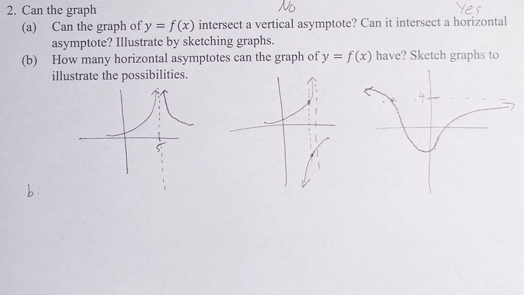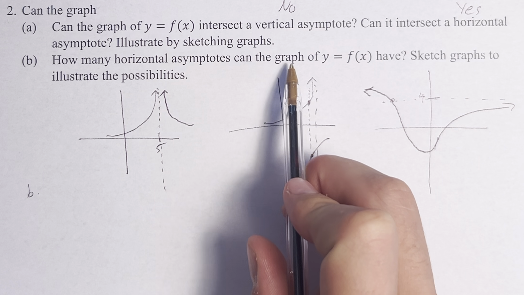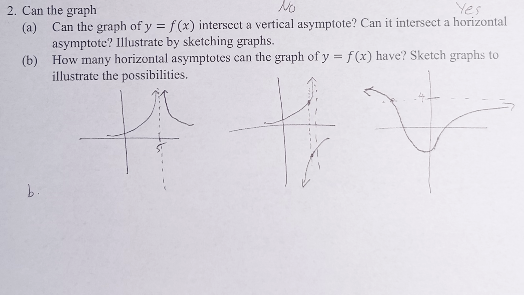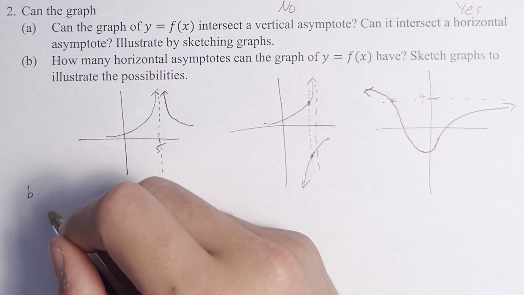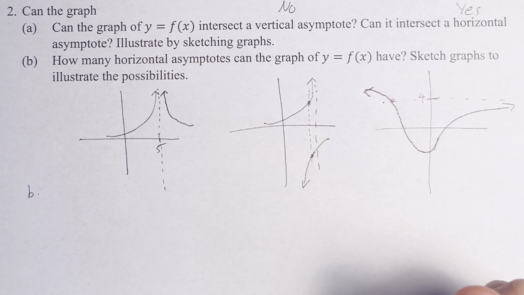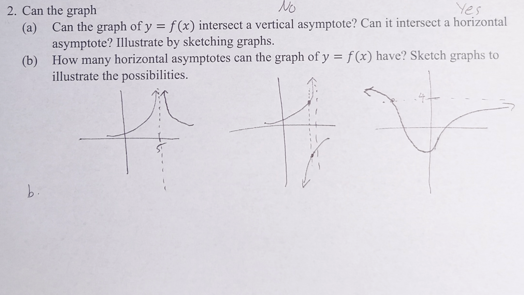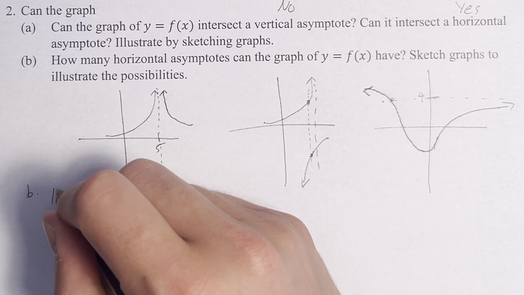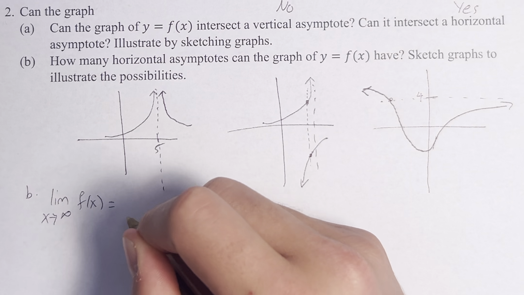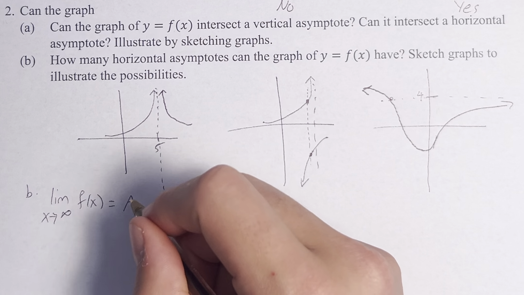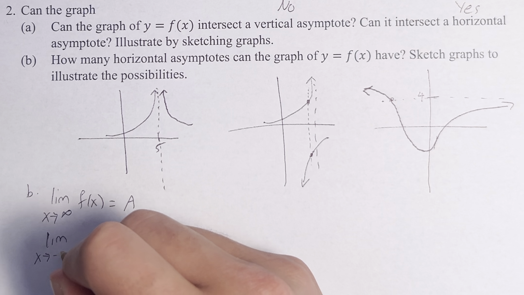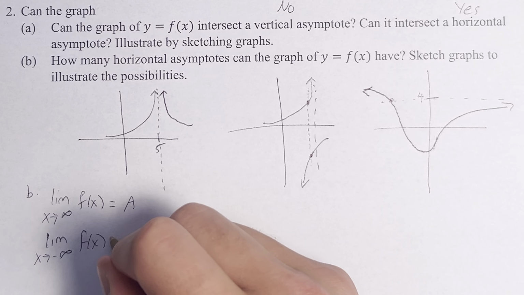In part B, we're asked how many horizontal asymptotes can the graph of y equals f of x have, and sketch graphs to illustrate the possibilities. So as I said before, the horizontal asymptotes describe the behavior of a function as it approaches infinity or negative infinity. So we have the limit as x approaches infinity of f of x can equal some value a, where a is going to be the horizontal asymptote, and a limit as x approaches negative infinity of f of x equals b.